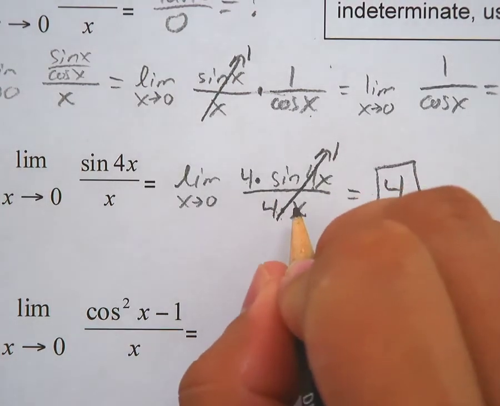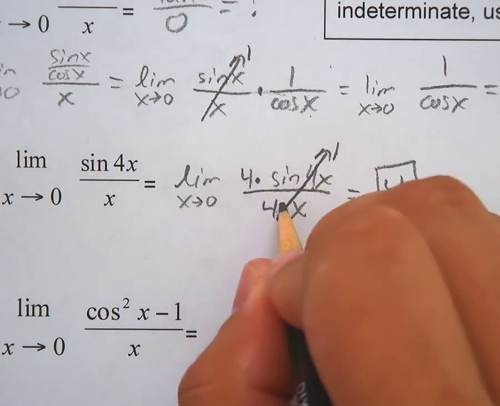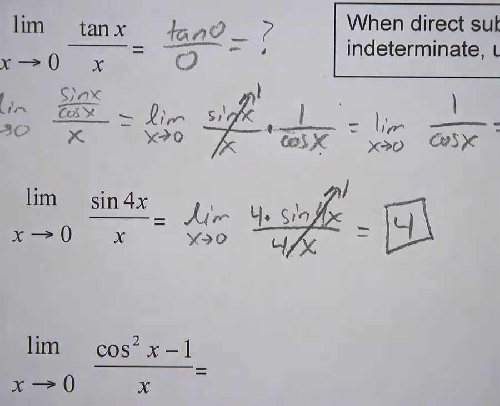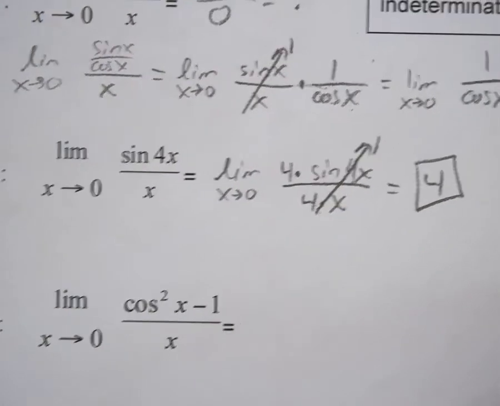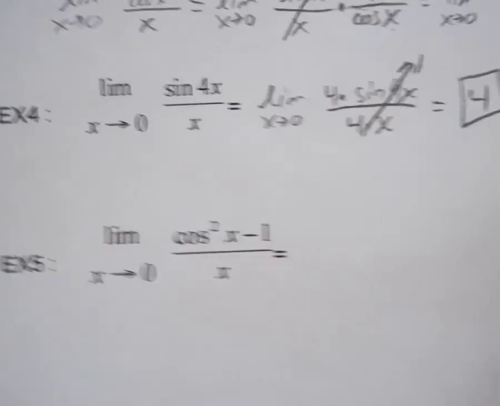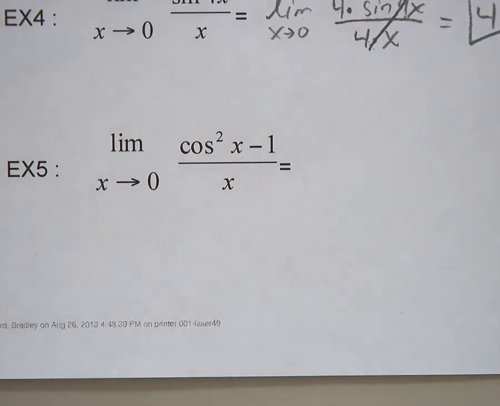This is a little clever here. You do have to be a little clever with this one. 4 times sine of 4x over 4x. You do have to be a little clever, but it's completely doable though. All right. Where am I at? Let's go to 5. All right, now number 5.